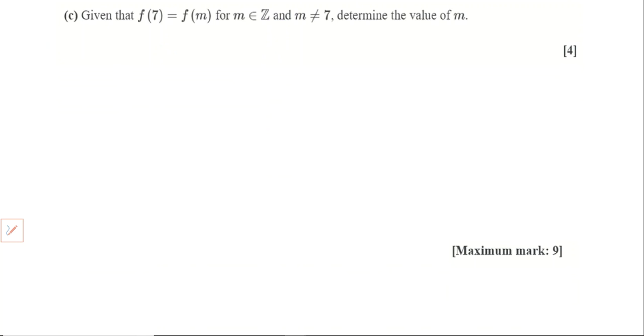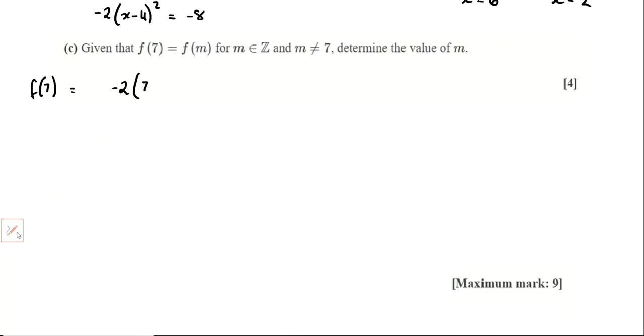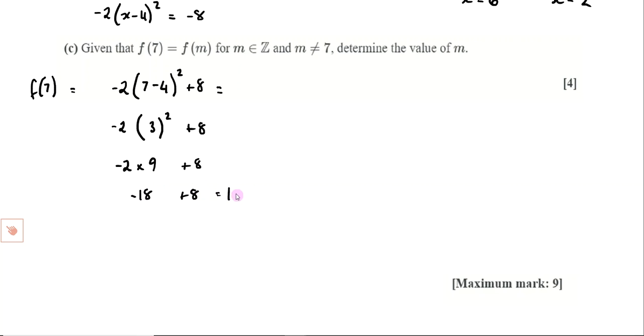So what can we do first? So f of 7, we could work that out. We've got -2 multiplied by 7 minus 4 squared plus 8. So we've got -2 multiplied by 3 squared plus 8. So that's -2 multiplied by 9 plus 8. -2 multiplied by 9 is -18 plus 8 is equal to 10.